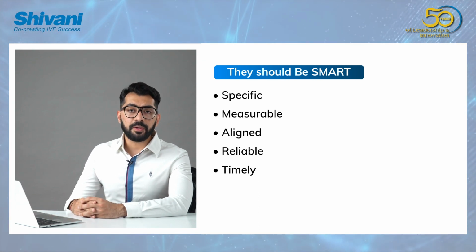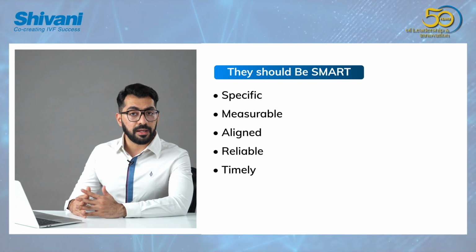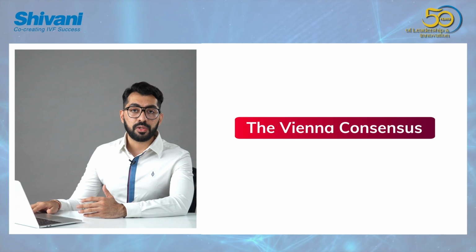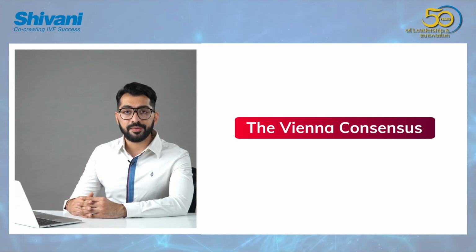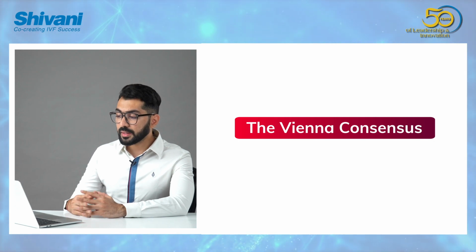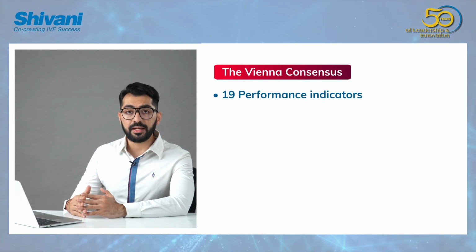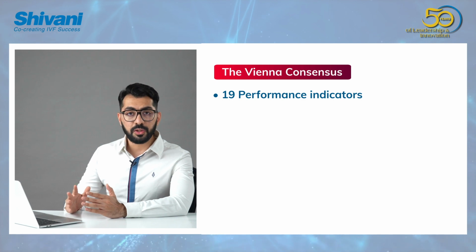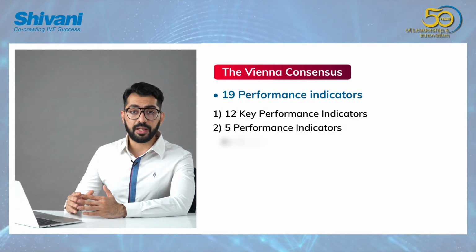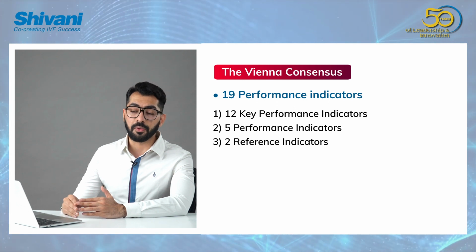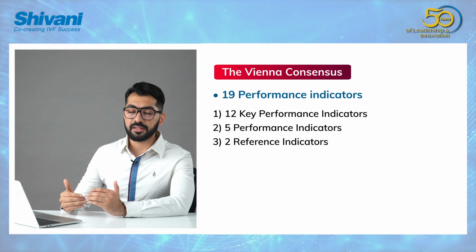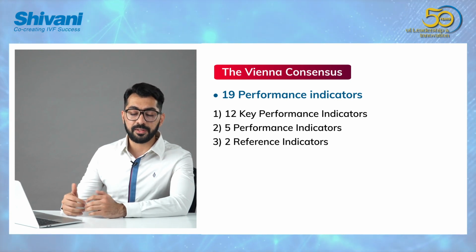When we talk about key performance indicators, the publication that comes to mind is the Vienna Consensus. In 2017, ESHRE as well as Alpha came together and reached a consensus and released 19 performance indicators, which included 12 key performance indicators, 5 performance indicators, and 2 reference indicators for the laboratory. Now, what do I mean by reference indicators, performance indicators, and key performance indicators?